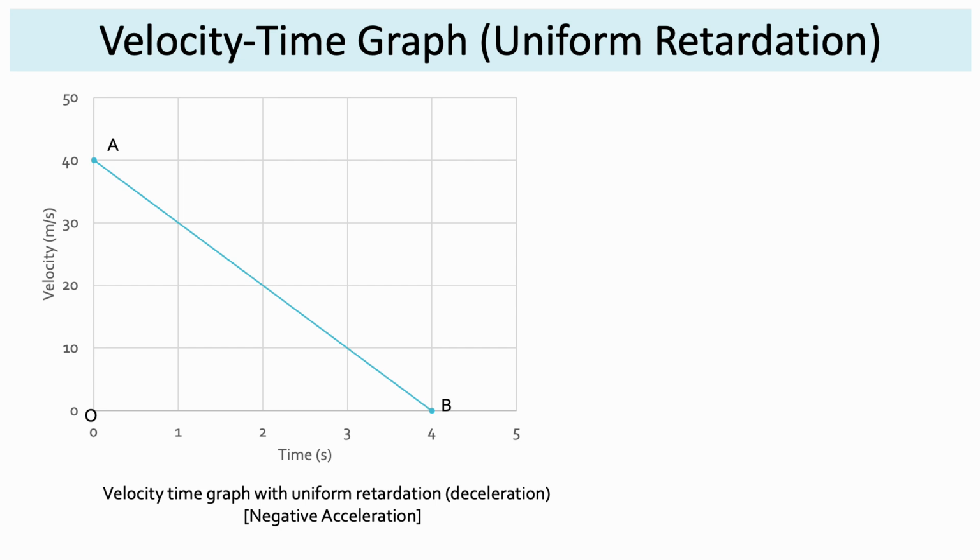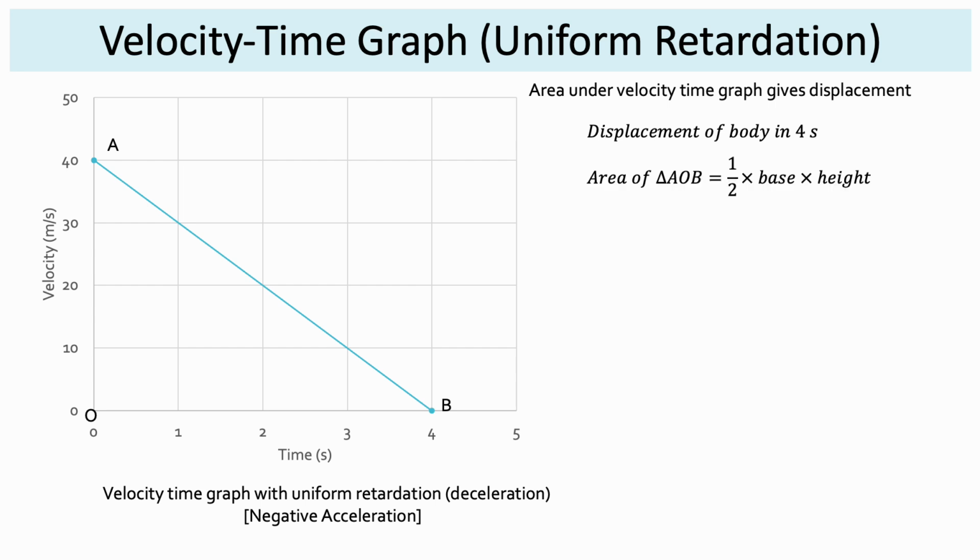Now this is a case of uniform retardation or constant deceleration. The velocity is decreasing linearly from 40 meters per second to 0 meters per second over 4 seconds. So area under this line will give you the displacement. So displacement of body in 4 seconds is area of triangle AOB, which is half base multiplied by height. What is the base? 4 minus 0 is 4 and height is 40 minus 0, that is 40. So area is 80 meters.